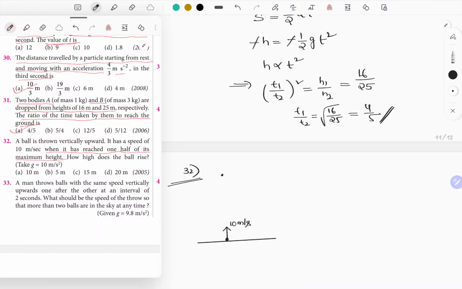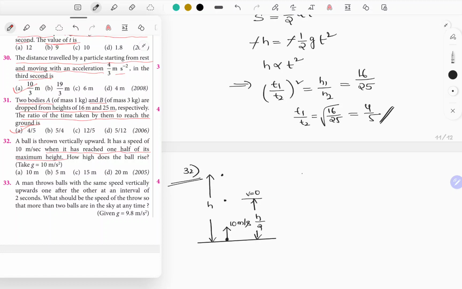Let us see. The total maximum height, let's say it is h, but it reaches only half of the maximum. So that means it reaches only h by 2. They have given this in the question itself clearly. When it reaches maximum height, its final velocity is going to be 0. That maximum height itself we have to imagine. How high does the ball rise? That they are asking, h.